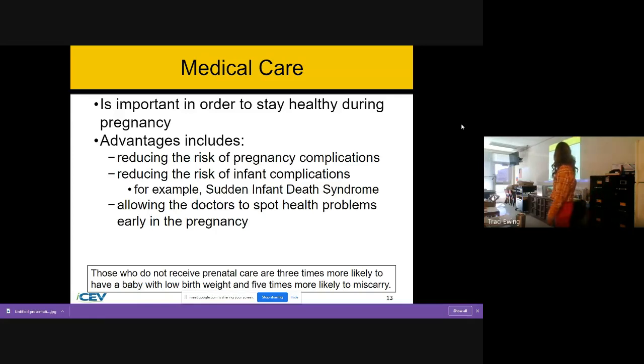It can also reduce the risk of sudden infant death syndrome, which is something we'll talk about next class. We'll do some articles, read them, and talk about them. Sudden infant death syndrome is where a baby just all of a sudden dies and you really don't know why. There's a lot of different causes behind that. We'll talk about that in depth next class, though.